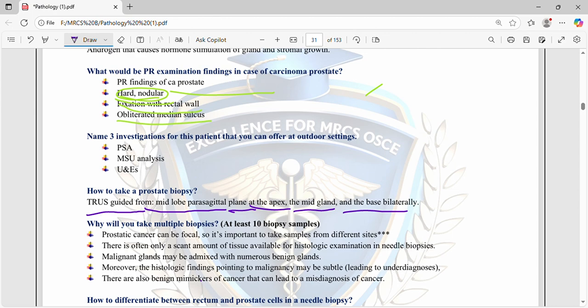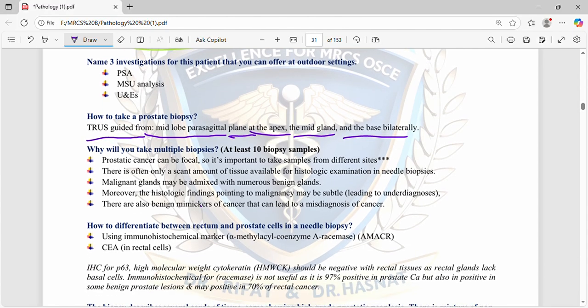Prostate cancer can be focal, so it's important to take samples from different sites. There is often only a scant amount of tissue available for histological examination in needle biopsies. Malignant glands may be admixed with the numerous benign glands. Moreover, the histological findings pointing to malignancy may be subtle, leading to underdiagnosis. There are also benign mimickers of cancer that can lead to misdiagnosis of cancer. So you have to take multiple biopsies. These are the reasons.